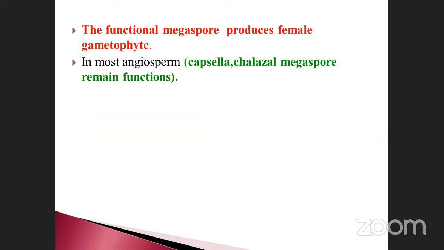Next, the functional megaspore produces the female gametophyte. The functional megaspore, which is at the last, the one near the chalazal part, produces the female gametophyte. You note it down. This is also an important one. In most angiosperms, the chalazal megaspore remains functional. In all the angiosperms, the megaspore is always functional in nature, and the remaining three are completely absent. So this is a very, very important thing.